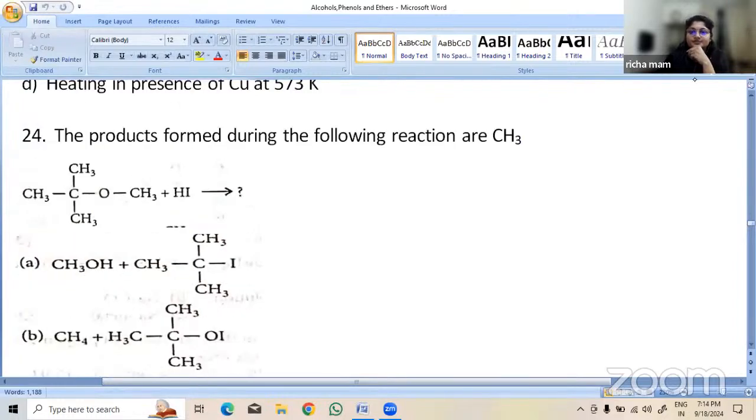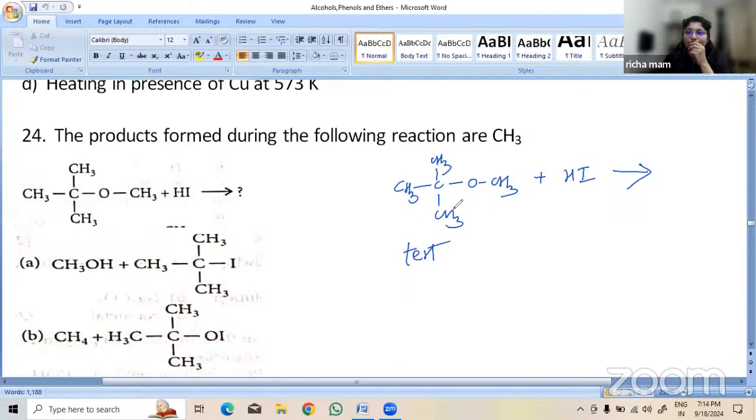So you have CH3, C, CH3, CH3, O, CH3 plus HI. So this is a compound. What is the compound? You can see it is a tertiary compound. There is a tertiary group. Number of carbons are 4, so it is a butyl group. One is a butyl group and another is a methyl group. So it is a butyl methyl ether.